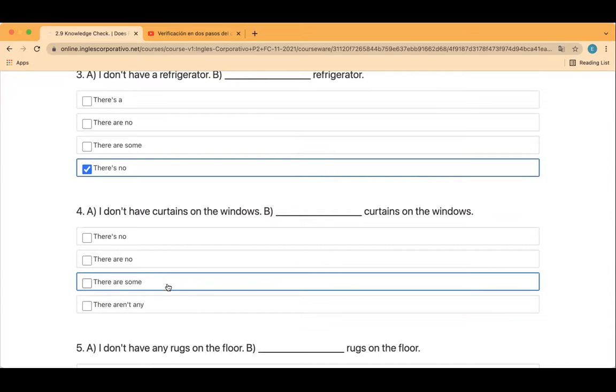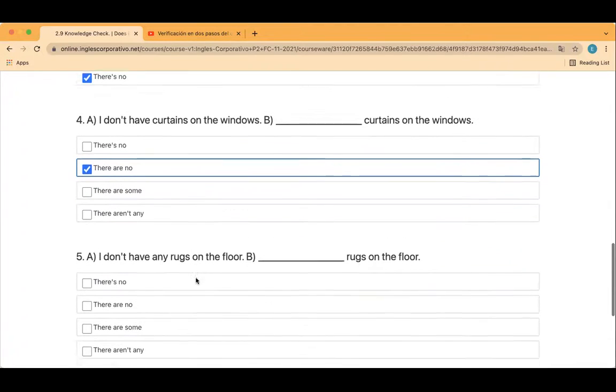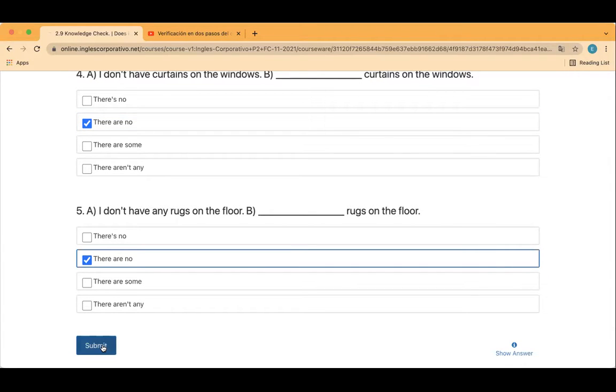Number two, there are no curtains on the windows, okay. And number five, I don't have any rugs on the floor. Number two, there are no rugs on the floor, okay.